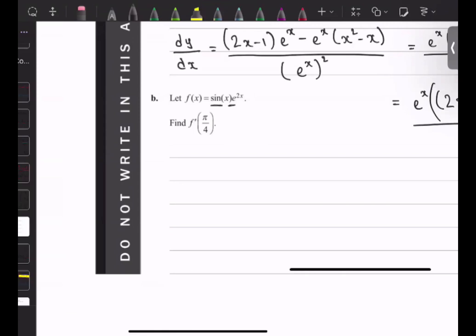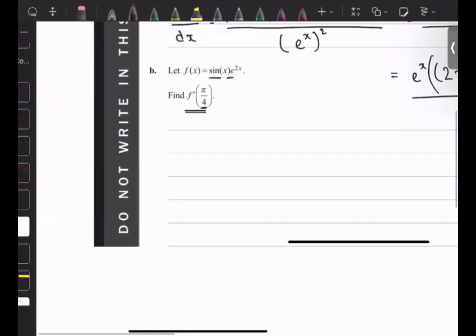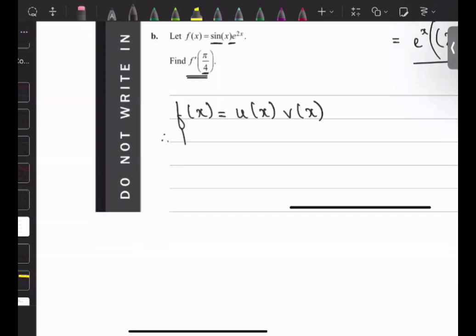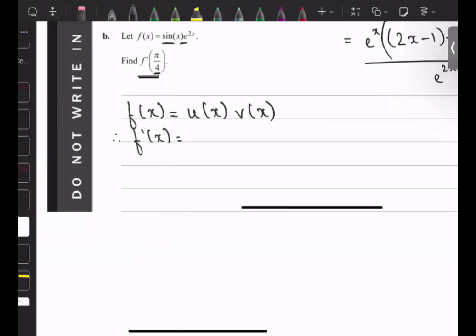So essentially, the end goal of this question is to take the derivative and evaluate it when x is equal to pi on 4 or 45 degrees. But we use radians in Methods, so please be careful. So if we have a function of x, which can be written as the product of two different functions, u of x and v of x, then the derivative of this function is given by what's called the product rule, which is given by the following.